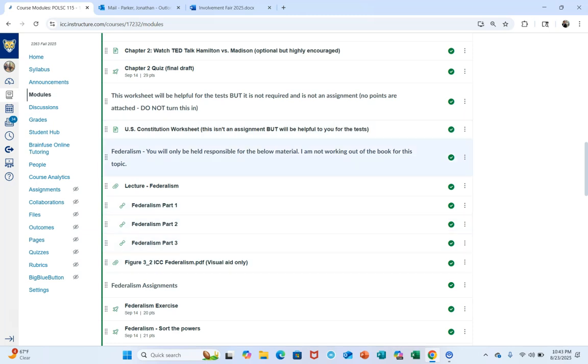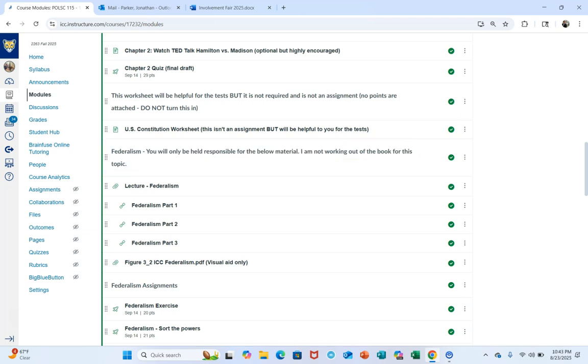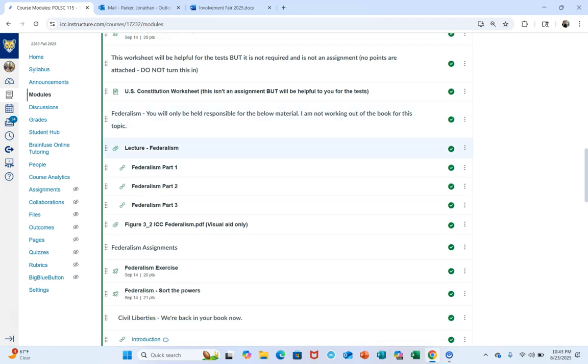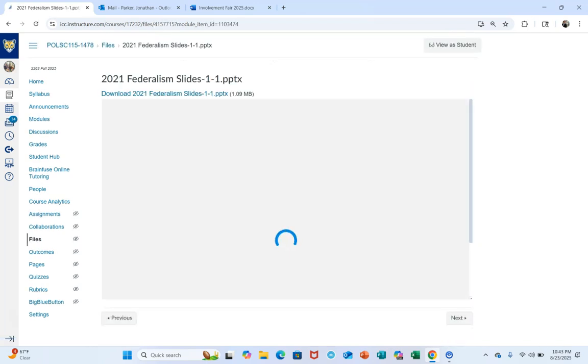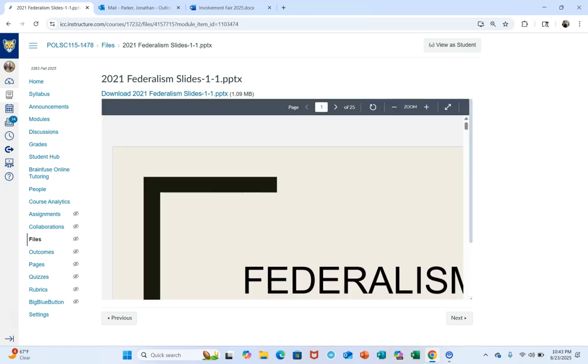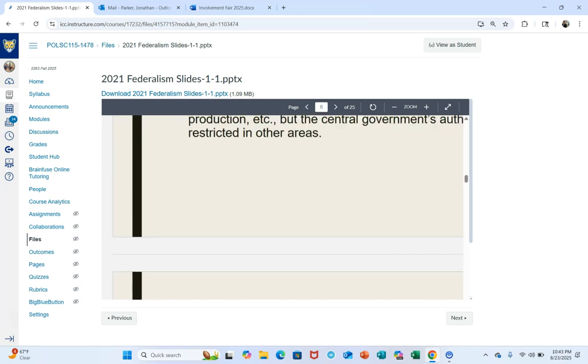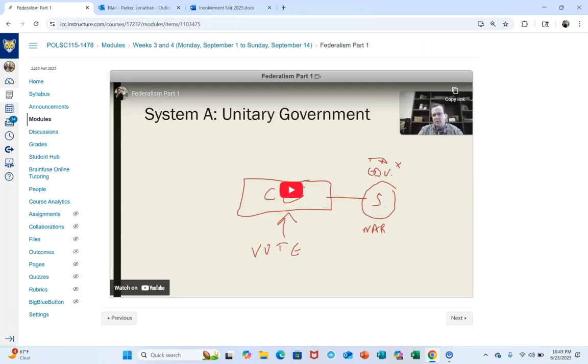Federalism, you're only going to be held responsible for the below material. I'm not working out of the book on this topic. Federalism can be a big old complex issue, and your book does some things with it and talks about some things that I don't think necessarily belong in an introductory course. So we're just sticking with what's on these slides and what I talk about in the lecture videos.